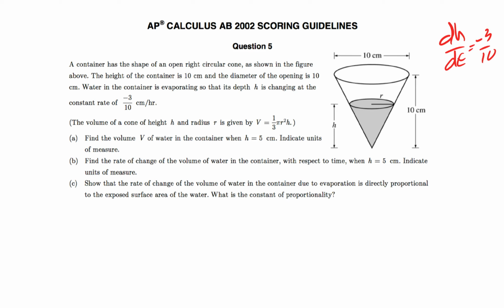The volume of a cone of height, they give that, so we're probably going to use it at some point. So A, find the volume of the water in the container when h is 5. Indicate the units of measure. So A just wants you to find the volume. They give you the volume formula right there.